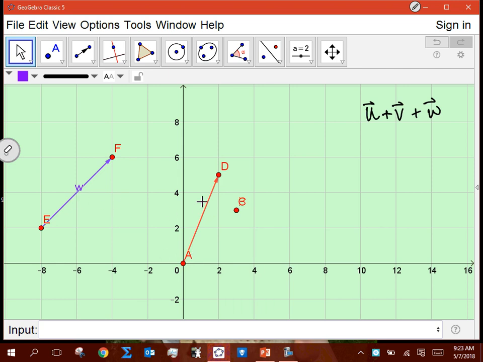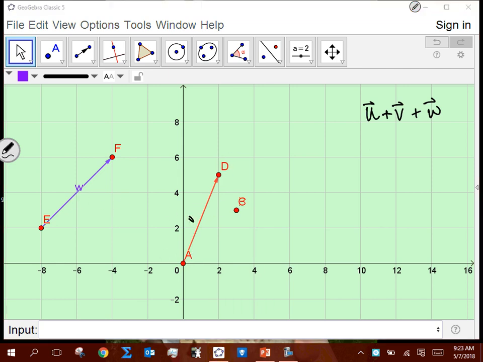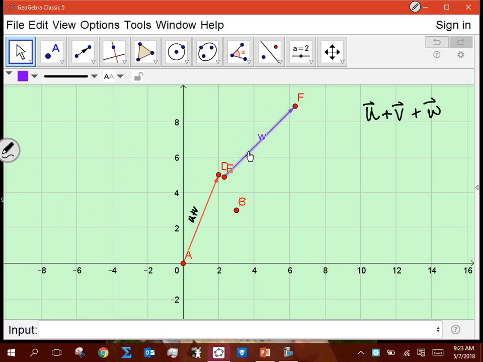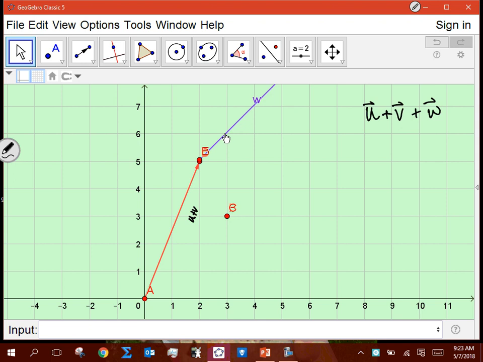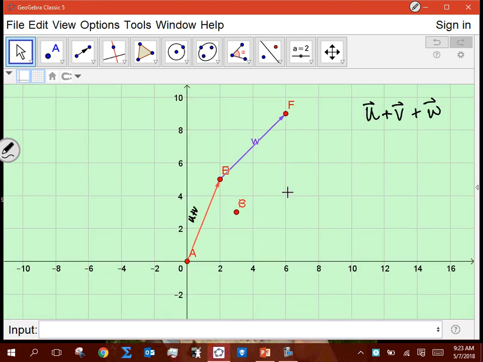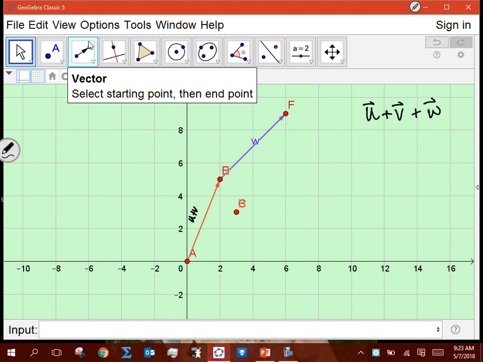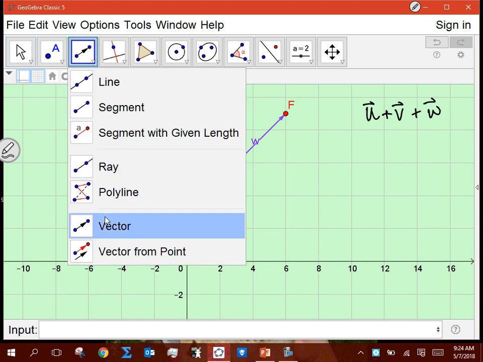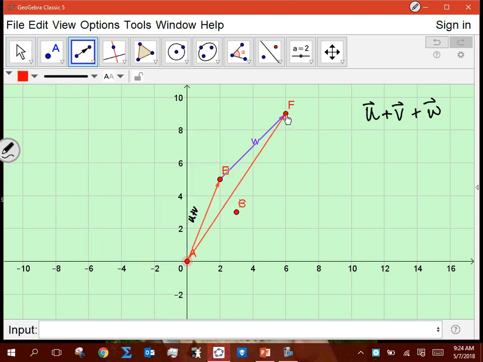And this is now the vector u plus v. If I tag w on the end of it, does it now look just like two vectors being added together, two vectors that are tip to tail? And when I do that, look at that vector right there, that should be u plus v plus w.